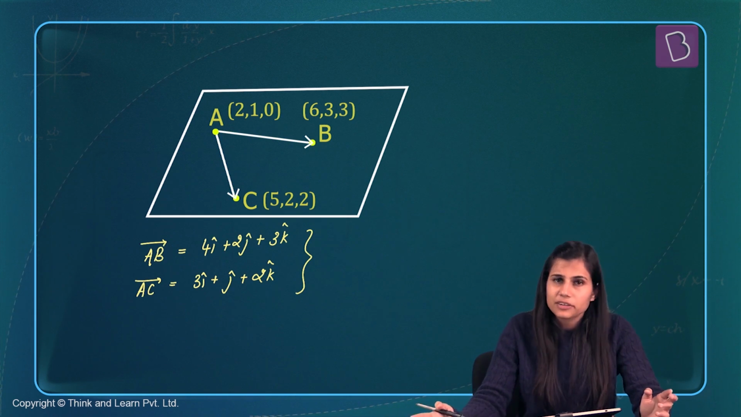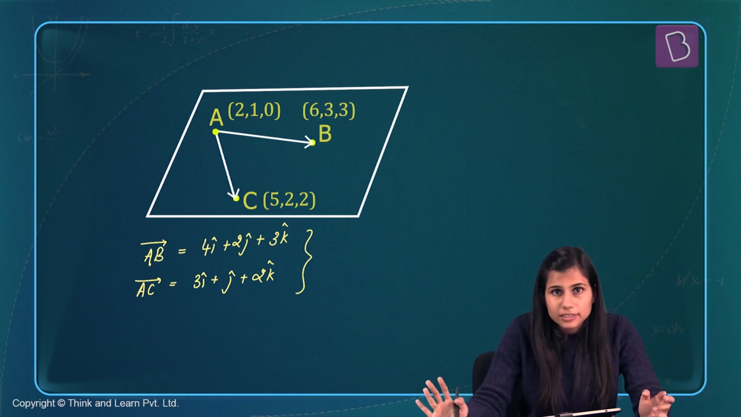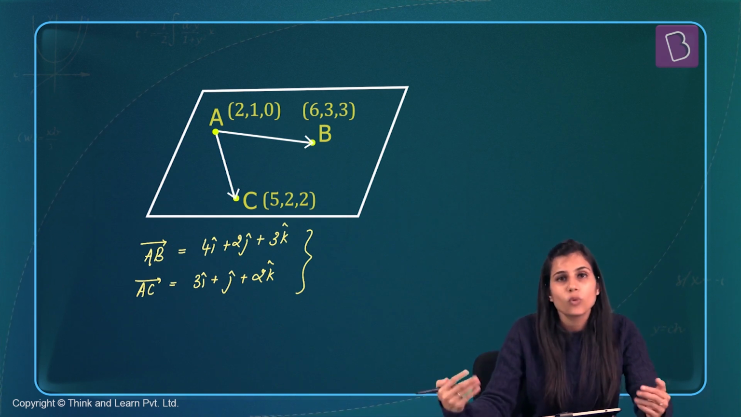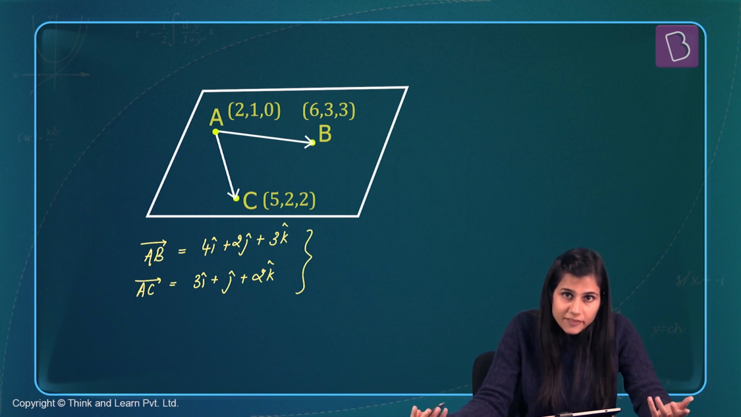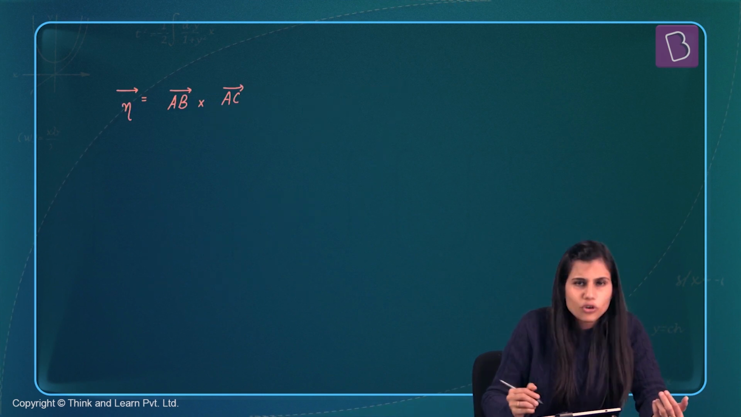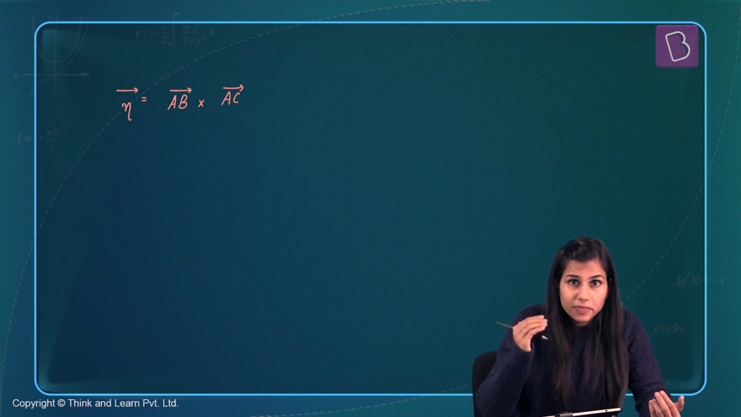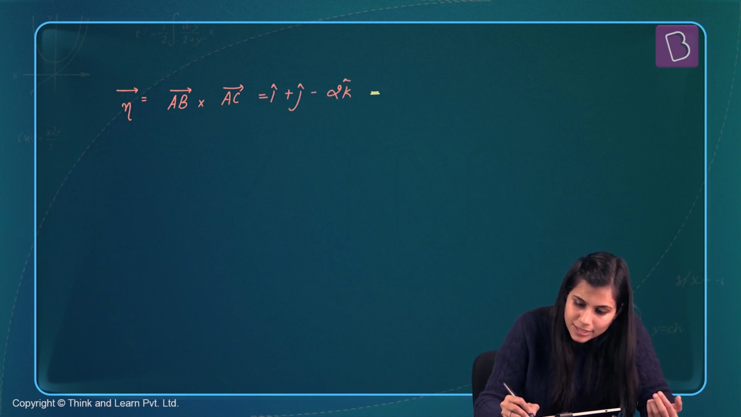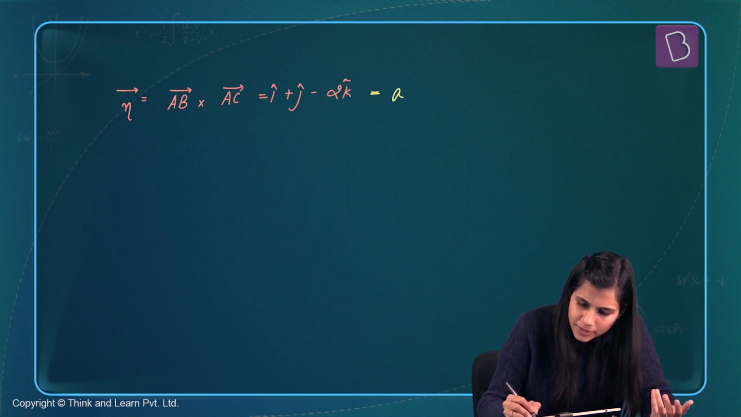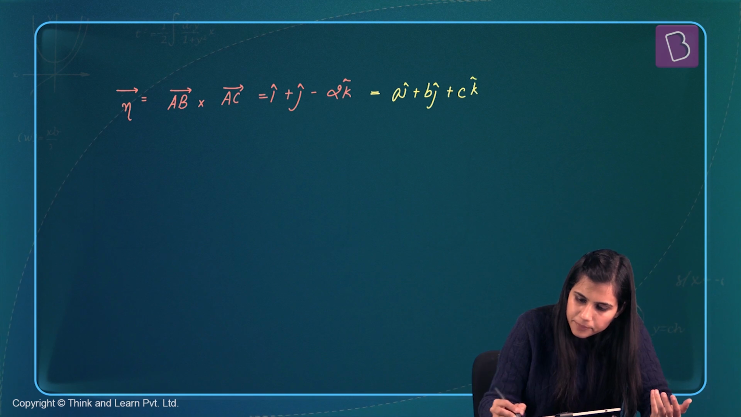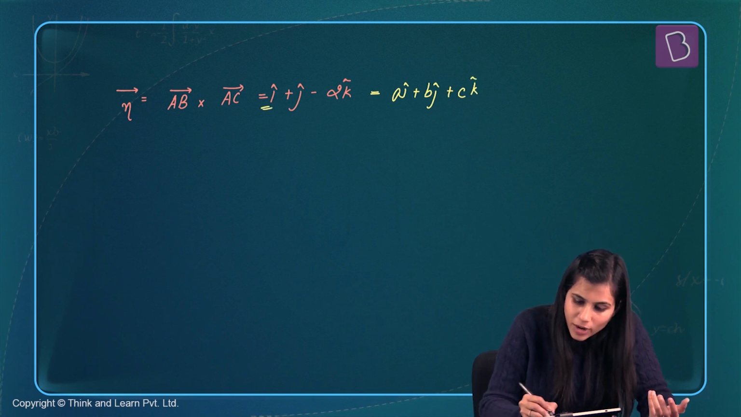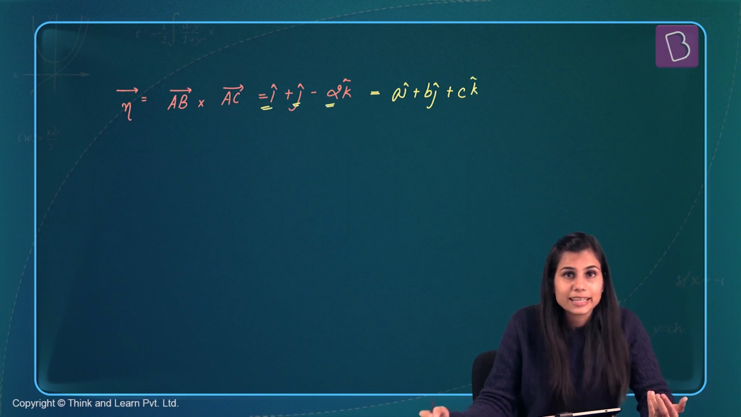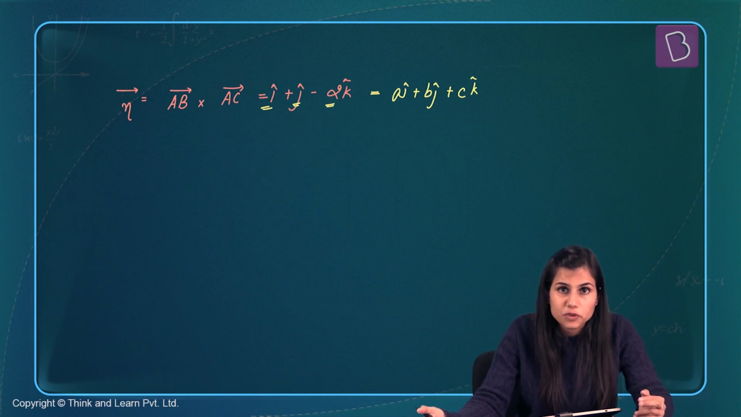Cross product of AB vector and AC vector gives you a vector which is normal to this plane, which is the normal vector of this plane, n vector, right? So let's take the cross product of AB vector and AC vector. That is going to give you i cap plus j cap minus 2k cap. This is your, I can say, A i cap plus B j cap plus C k cap, right? Where A is 1, B is 1, and C is minus 2. A, B, C are the direction ratios of this plane.